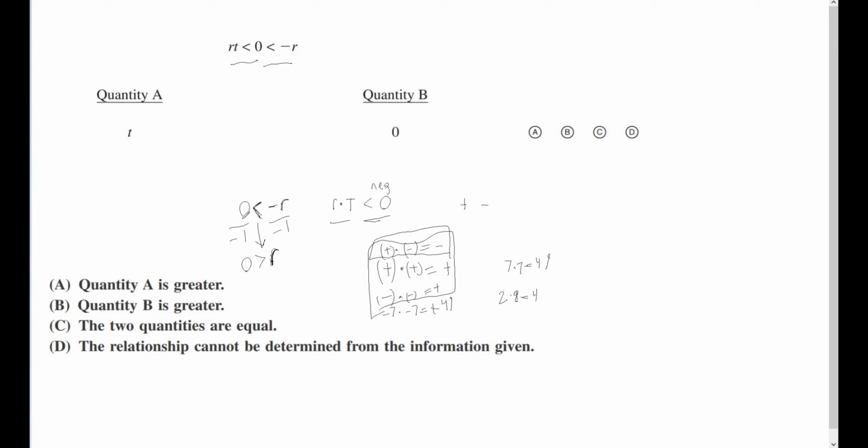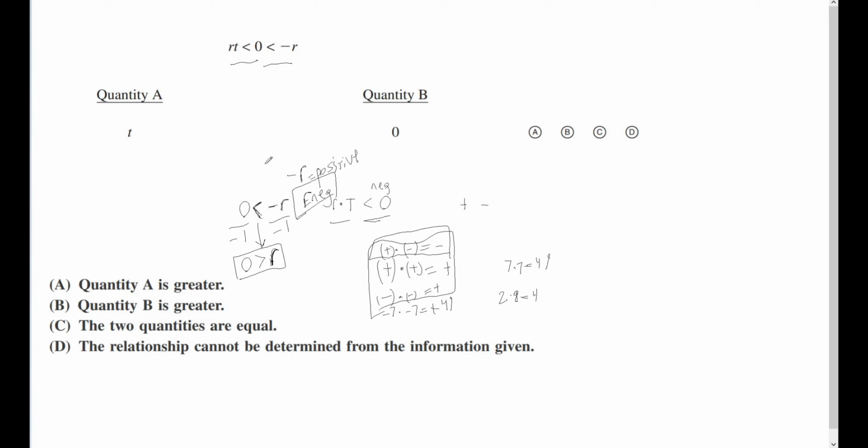Or you can just think of it intuitively. Negative r has to be greater than 0, so negative r is positive. And if negative r is positive, then r has got to be negative. That is the situation. So r is negative. r is less than 0.